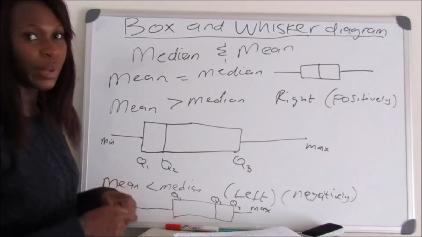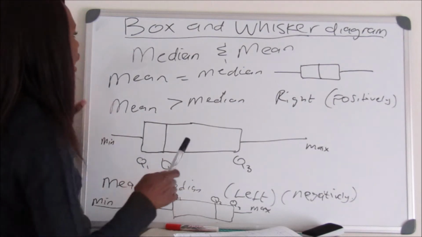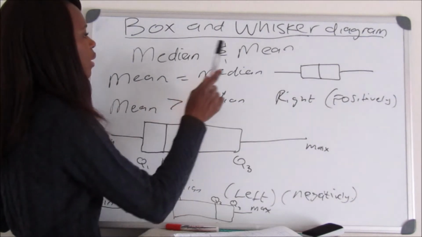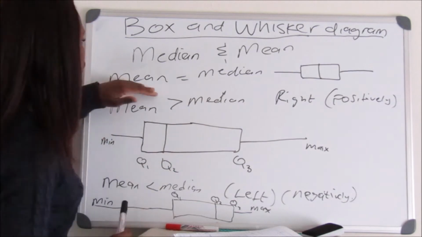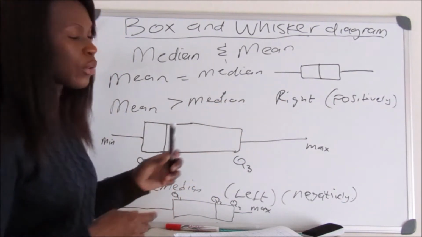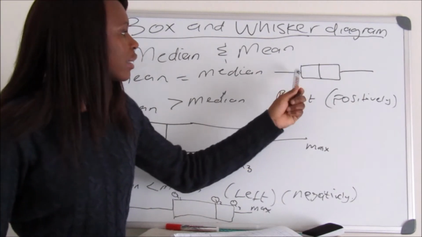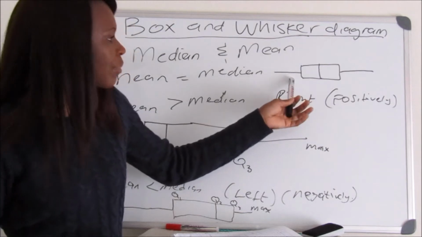All right, let me just recap with you guys. The first thing, when they ask you to analyze your box and whisker diagram, you have to compare the median and the mean. If your mean is equal to the median, then that means that the box and whisker diagram is normally skewed, and it will look something like this.